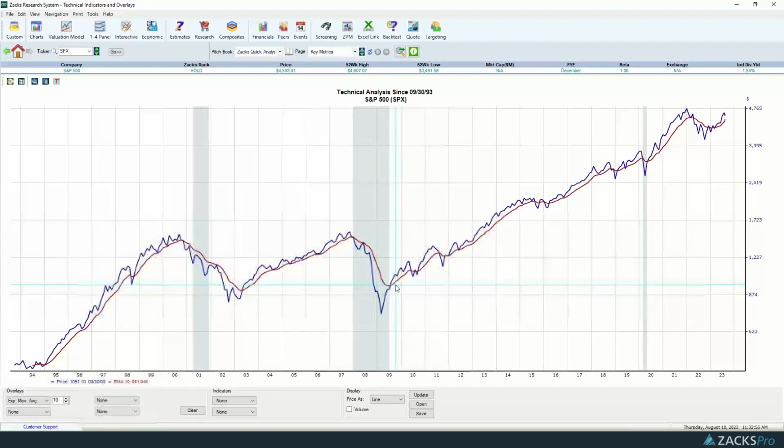Now, let's see what's happened in the post period, post 2008. It's had a couple of bad calls here. So as you can see, it dropped below, so you would have sold out, but then you would have bought right back in. You would have sold out, bought back in, sold out here, bought back in. So it did generate a little bit of trading here.